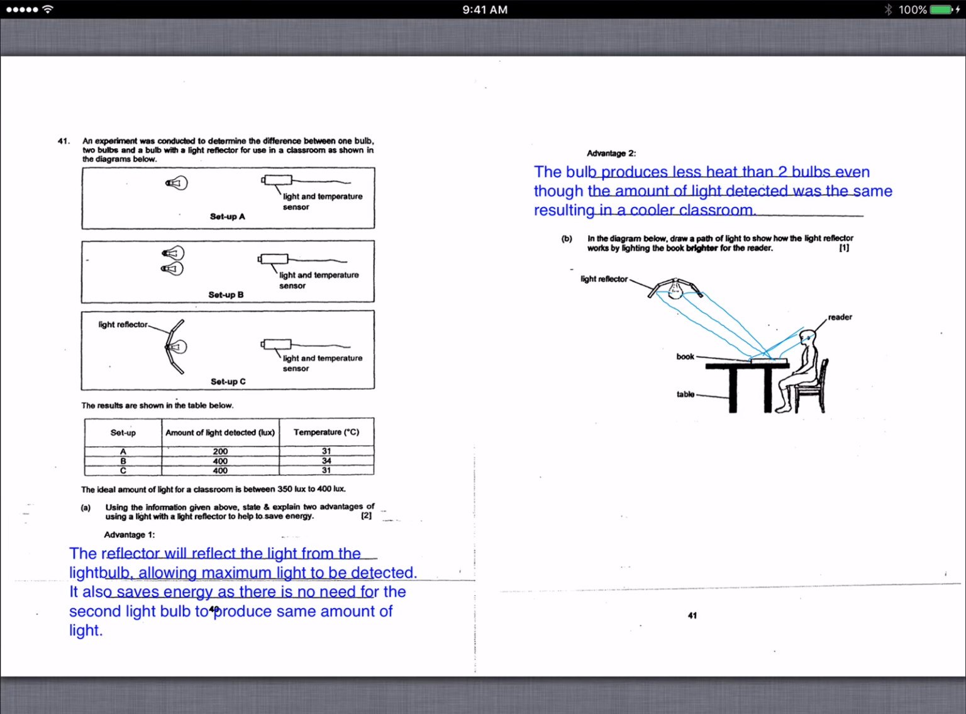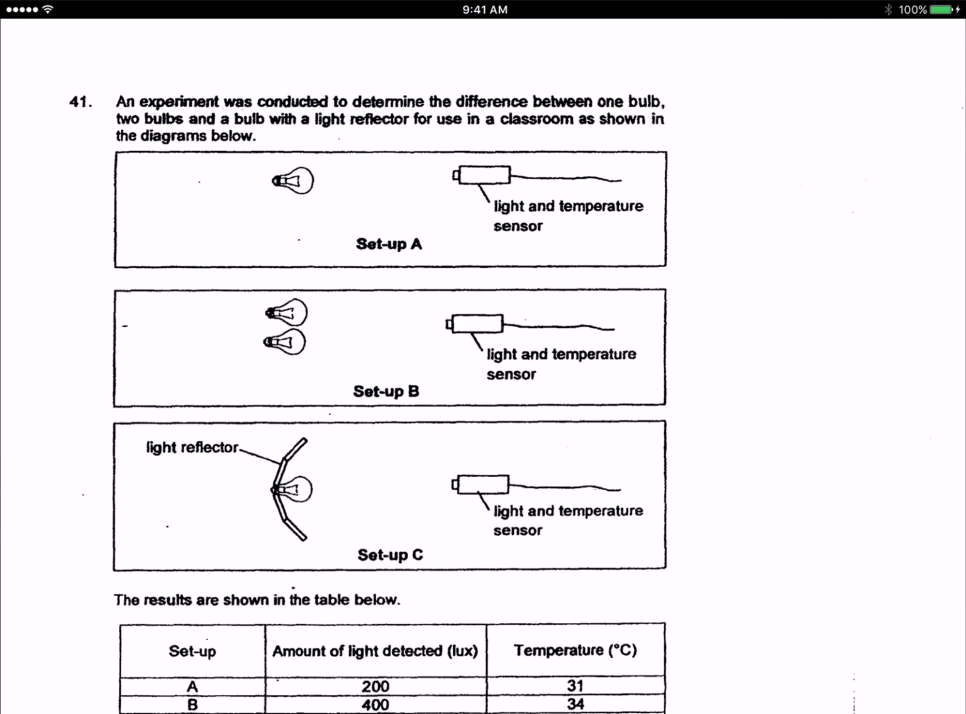Okay, next one, come. Next we have an experiment. You want to determine the difference between using one bulb, two bulbs, and a light reflector. Now, what is a light reflector? All you have to do is look up. Can you see the shiny part? Yeah, the shiny part in the lens is called the light reflector.